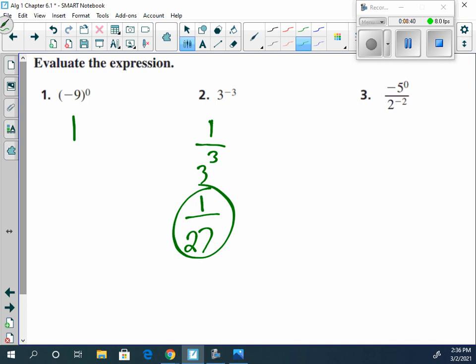Questions on this here? Let's look at number 3. -5 to the 0 over 2 to the -2. Okay, yes. So -5 to the 0 would be... because unless they put parentheses around that, the 0 is only with the 5. It's not with the negative.